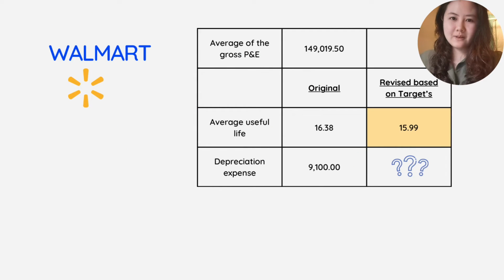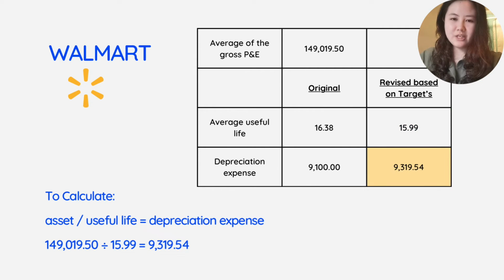So previously we said Walmart's assets have an average useful life of 16.38 years with a depreciation expense of $9,100. Now, if we take Target's average useful life for its assets of 15.99, what effect does this have on the depreciation expense of Walmart? To calculate the depreciation expense, we take the value of the asset and divide it by the useful life in years.